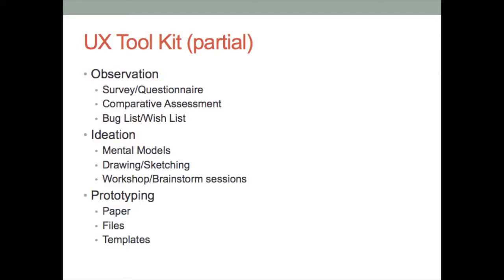UXers have a very deep toolkit for each of these sections. They use surveys and questionnaires. They use comparative assessments. That's basically looking at other people's products. Bug lists and wish lists we'll talk about a little later. When they are ideating, they use mental models, which is essentially trying to figure out what your user is thinking. Drawing and sketching is very big. In fact, all UXers are encouraged to get out their pencils and prove that they really can't draw. And I'll be showing you some fine examples of my own inability to draw a little bit later. And they also have brainstorming sessions where they throw out the craziest ideas they can think of and then pare them down.